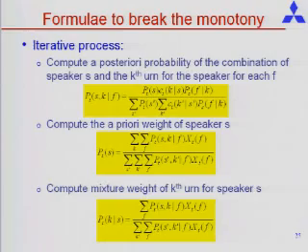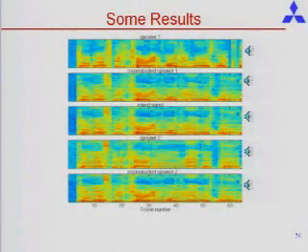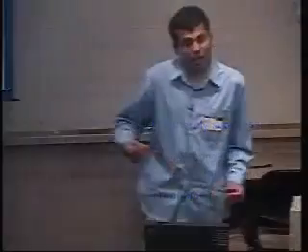So, separation. You have nice simple formulae which give you mixture weights. Once you have the mixture weights, you can actually separate the signals out. I'm running over time, so I'm not going to play out the example, but it doesn't sound that great. Let me tell you. You typically get between 3 and 6 dB of enhancement of the desired speaker. In a best case, like the one that Paris showed you, where you have a nice resonant woman and a nice resonant man talking together, you can get up to 10 dB of improvement.